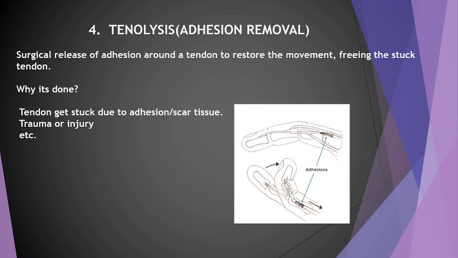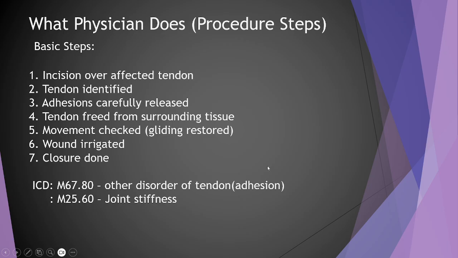So why is it done? When the tendon gets stuck due to adhesion or scar tissue, or due to trauma or injury, it should be released. So what will the physician do? The physician will incise that area, the tendon will be identified, the adhesion carefully released, and the tendon freed from the surrounding tissue. Movement is checked, the wound is irrigated, and closure is done. So simply, the M67 series is the ICD code, and M25.60, that is joint stiffness.